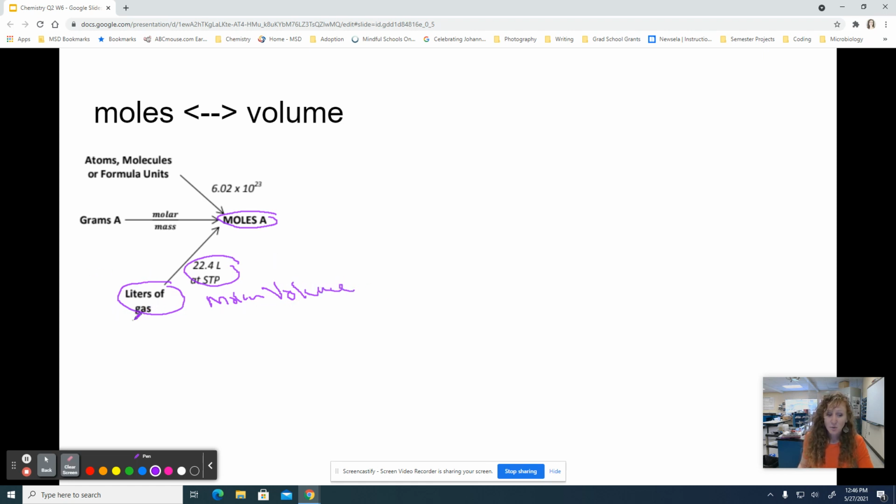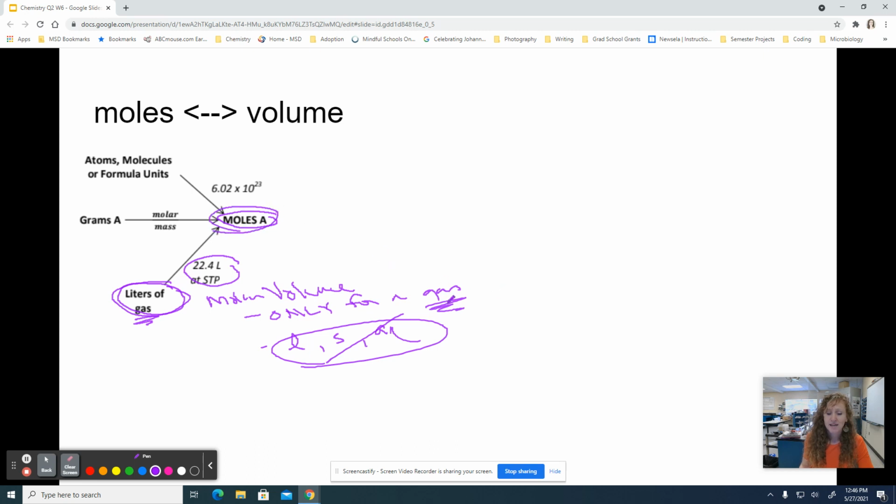But remember, it's only for a gas. Molar volume cannot be used unless the state you're talking about is a gas. It can't be used for liquids, it can't be used for solids, and it can't be used for aqueous things. It can only be used for a gas. So we're going to talk about one more conversion today between volume and moles that is going to kind of expand our ability to convert within certain phases.